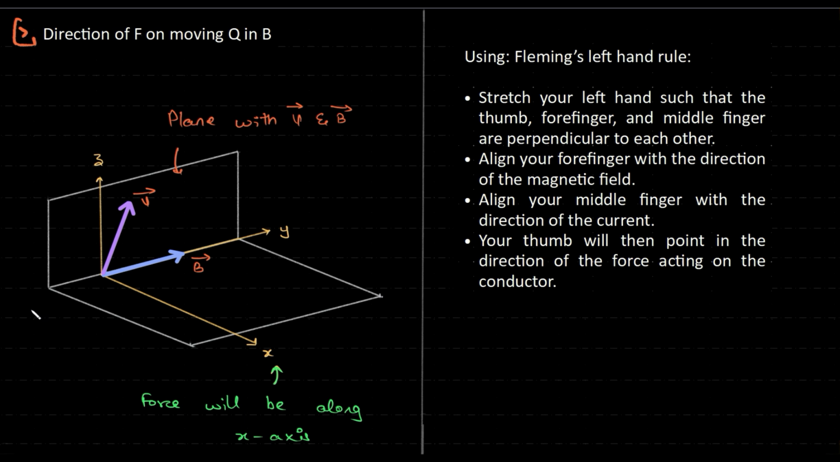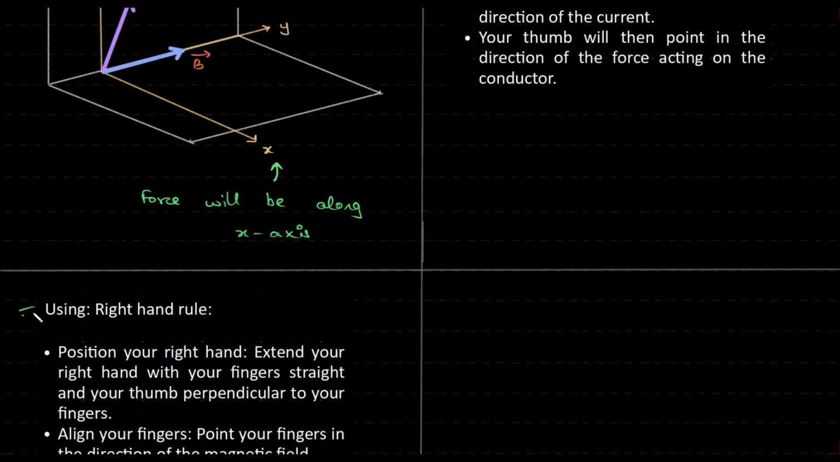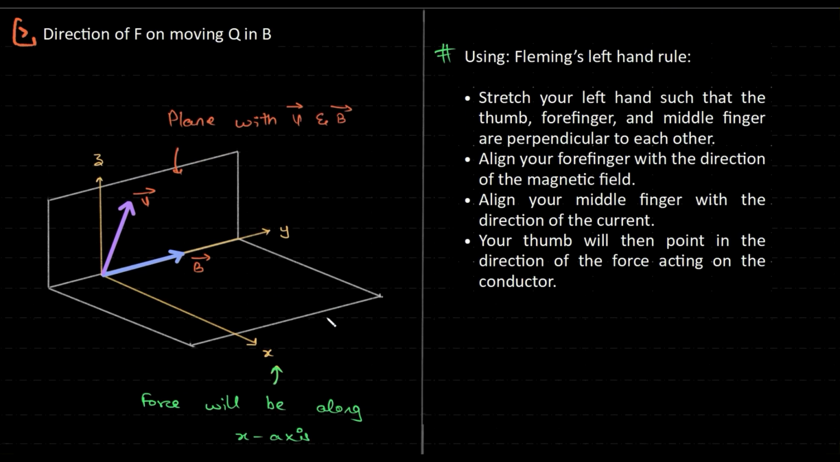That's the question, right? To help us with that, we have two rules. You can either use Fleming's left-hand rule or your right-hand palm rule. I do want to add the word palm over here. It helps. So how does this work? First thing first, we need to stretch your left hand such that the thumb, forefinger and the middle finger are perpendicular to each other.